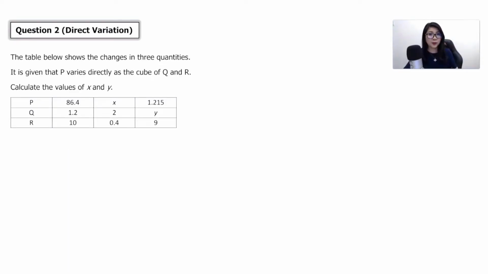Let's look at question number 2. This is on direct variation. The table below shows the changes in 3 quantities. It is given that P varies directly as the cube of Q and R. Calculate the values of X and Y.